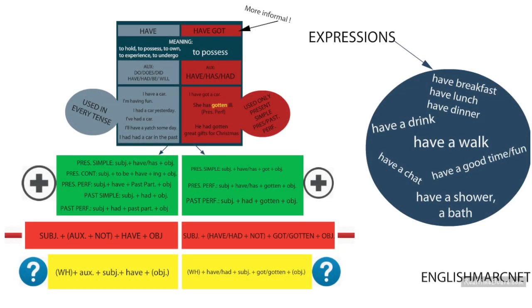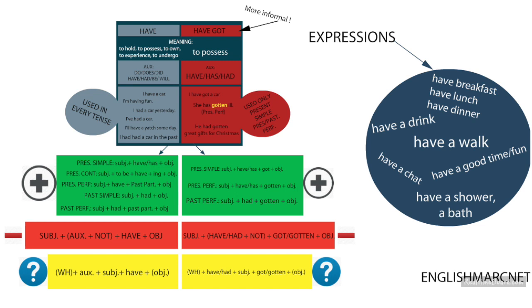Today we're going to look at the differences between have and have got. As you can see from the drawing, have means to hold, to possess, to own, to experience, and to undergo. Have got instead means to possess, only to possess.